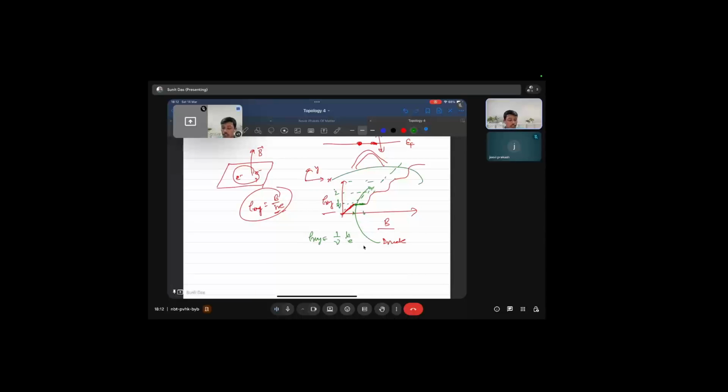To understand this behavior, what really happens once you increase the magnetic field and this kind of plateau appears, and then at a certain magnetic field there is a sudden jump in the resistivity, we need to understand what really happens to the electrons when they experience a high magnetic field.